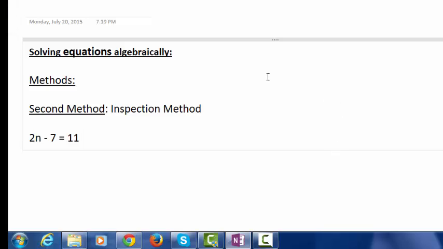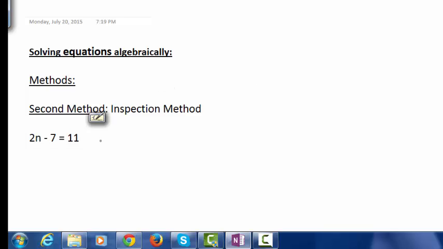Inspection method, it's something like you have to ask yourself many questions. 2n minus 7 equal 11. The first question, what is the number that you subtract 7 from to give you 11? And actually this is something that we faced in grade 3 or grade 4. Whatever you have here, minus 7 equal 11, that means you add 7 to 11 equal 18. So 18 minus 7 equal 11. So that means that 2n equal 18.